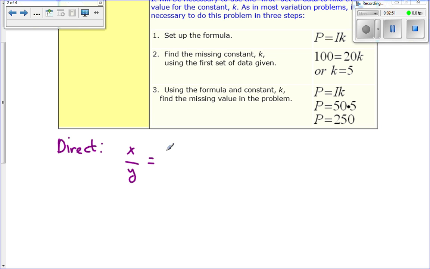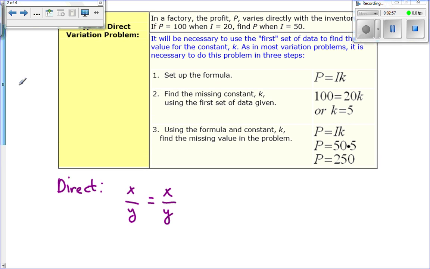x over y equals x over y. You just have to figure out what your x and your y are. In this case, we'll let p equal x, and we'll let I equal y. And you'll see we'll end up with 250. So when p is 100, I is 20, so we would do 100 divided by 20 equals x, where x is p, which is what we're looking for, and I is y, which is 50.